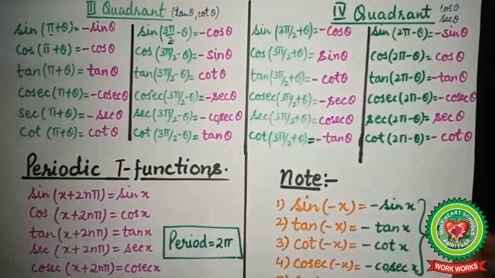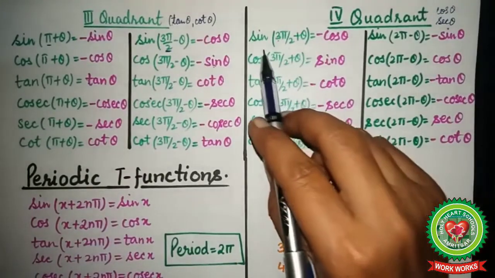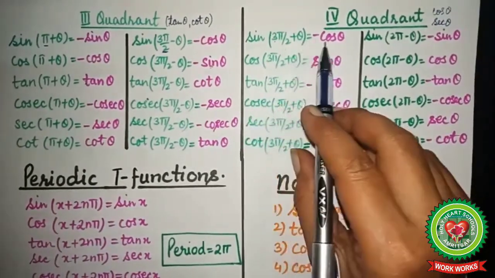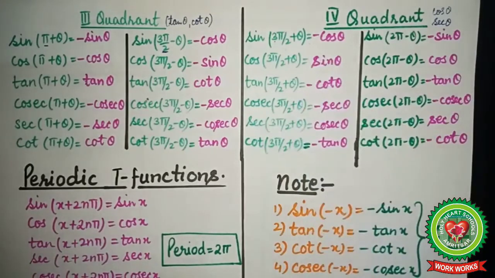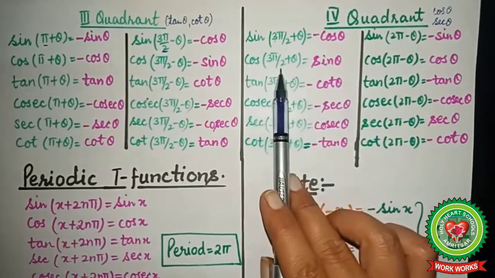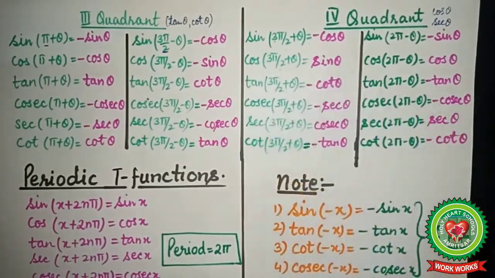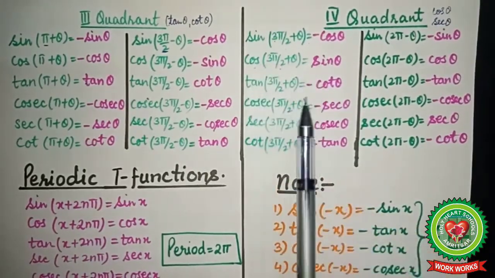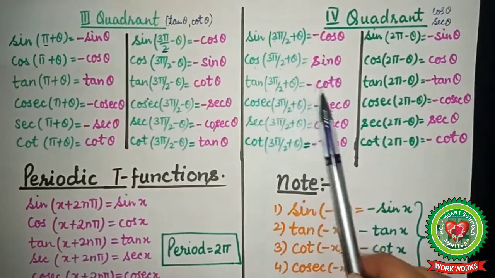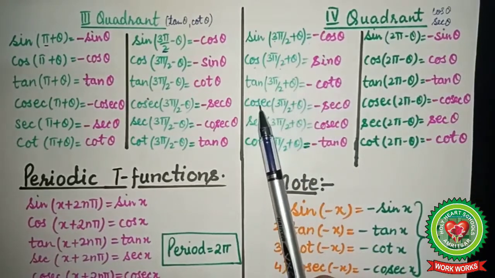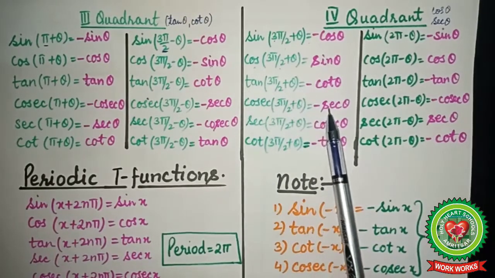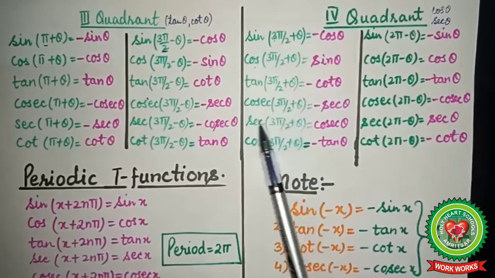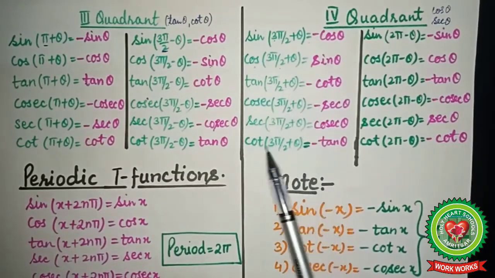Now here firstly sin(3pi/2 + theta) will change into minus cos theta. Cos(3pi/2 + theta) is sin theta, because it is the quadrant of cos, so it will be positive. Next, tan(3pi/2 + theta) is minus cot theta, cosecant(3pi/2 + theta) is minus secant theta, and secant changes to cosecant with a positive sign, and cot to minus tan.